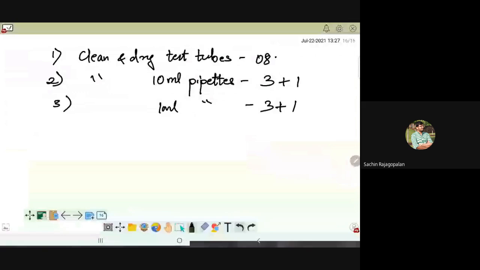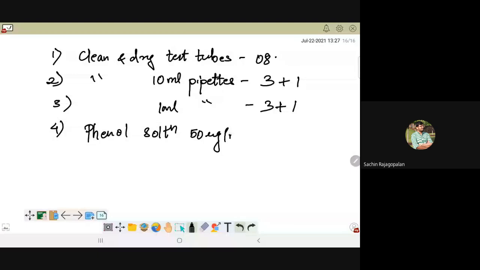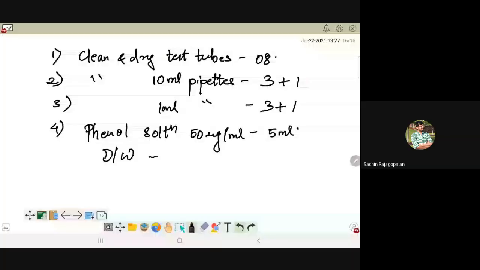Okay, then other than that, chemicals, you will need phenol solution, right? Having 50 micrograms per ml. So how much of that will you need? 3 ml तो कट टू कट लगेगा ना, तो 5 ml मांग सकते हो. Distilled water, you will need a lot of it. So you can ask for 50 to 100 ml, whatever is the volume.